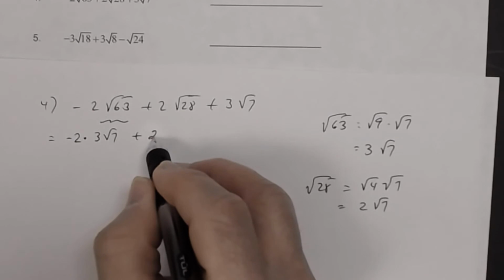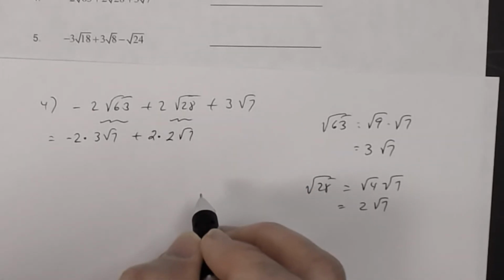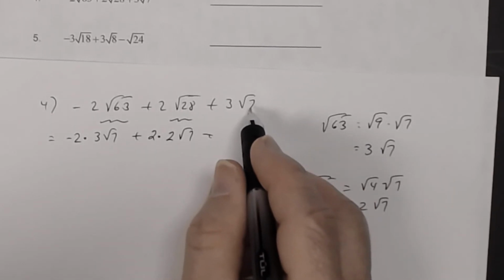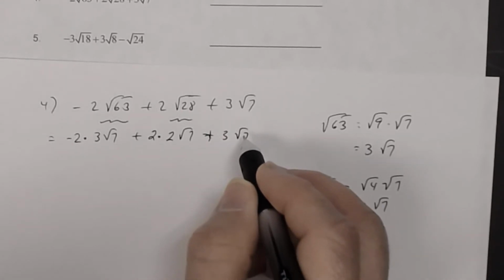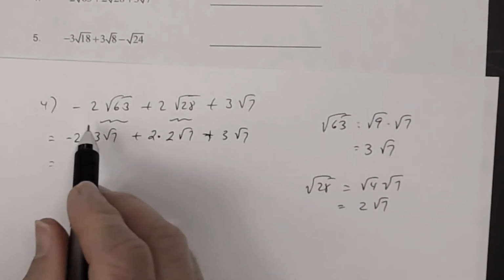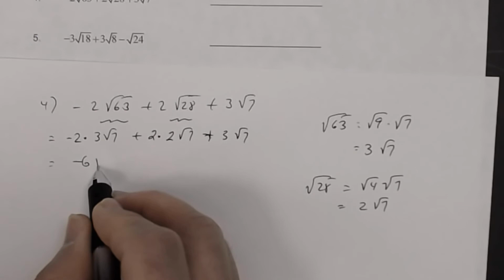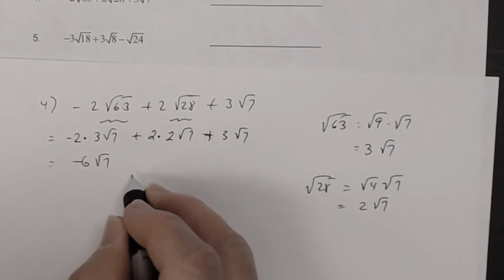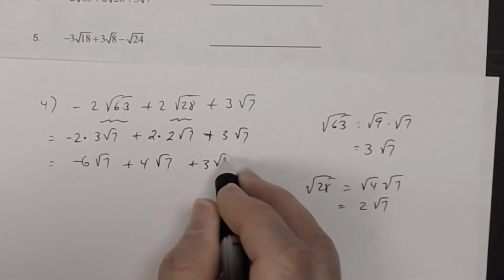So this becomes 2 times, and then remember this is 2 square root of 7. And then, can I simplify the square root of 7? No, because the only perfect square that goes into 7 is 1. So that becomes plus 3 square root of 7. All right, let's rewrite this a little bit better. A negative 2 times 3 square root of 7 is a negative 6 square root of 7. 2 times 2 square root of 7 is a positive 4 square root of 7. And then plus 3 square root of 7.